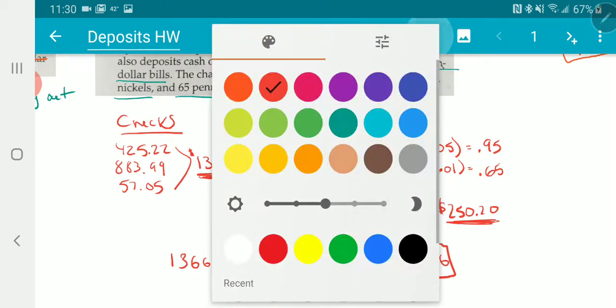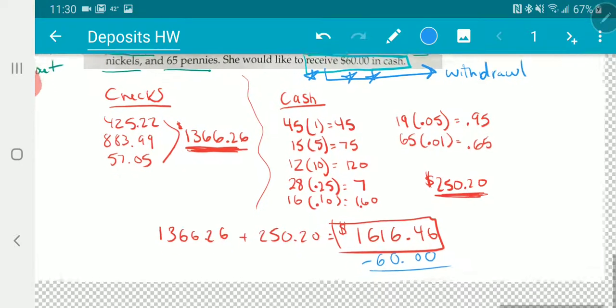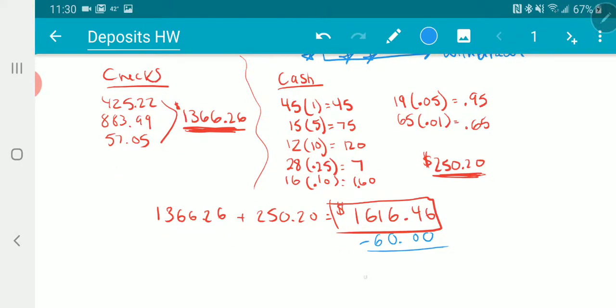Let's look back at that question. However, you need to highlight this, star this, whatever you got to do, underline it. Received $60 in cash. Less cash received is just a withdrawal. It means it comes out of the bank. So minus $60, which is going to now change my total deposit. It's going to come down ever so slightly, and my now final answer is going to be $1,556.46. And that is the final answer there.